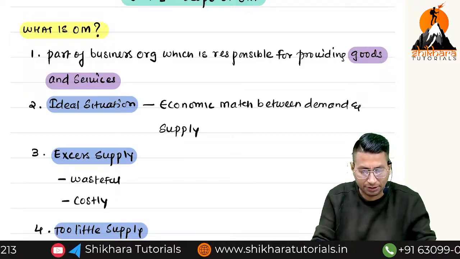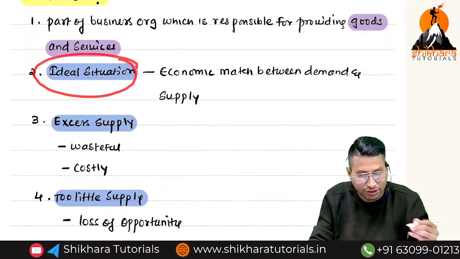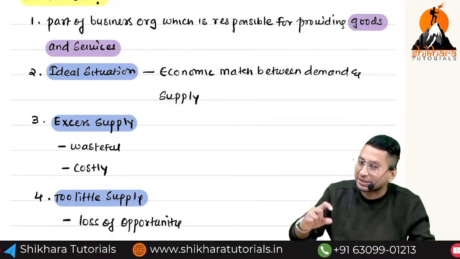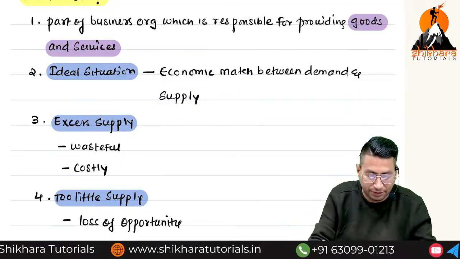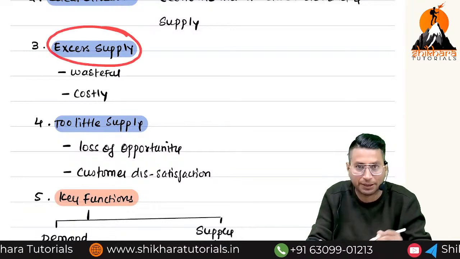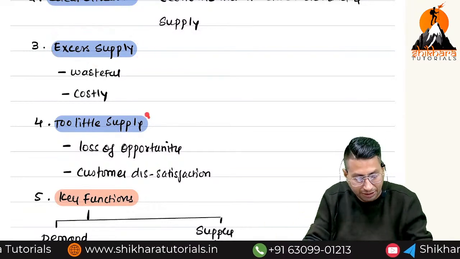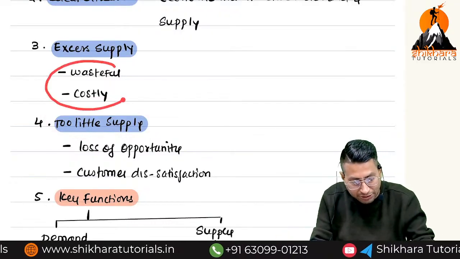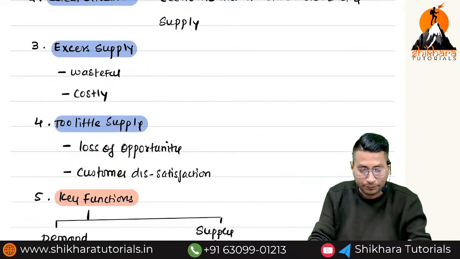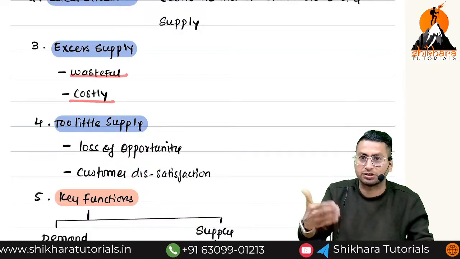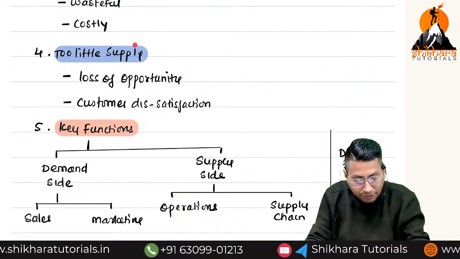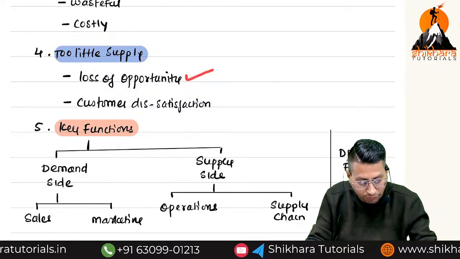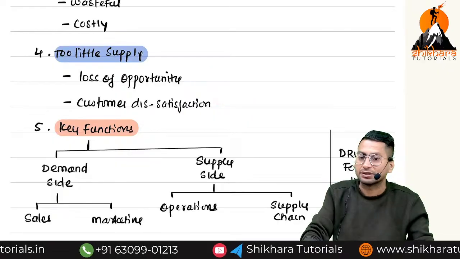Yes. Here, second, what is an ideal situation in every company? An economic match between demand and supply. If there is not an economic match, sometimes excess supply may happen, that is overproduction. Sometimes too little supply may happen, that is underproduction. What are the two things which might happen if there is excess supply? Wasteful expenditure, because of which the product will become costly. If I have too little supply or underproduction, what is going to happen? Loss of opportunity and customer dissatisfaction.